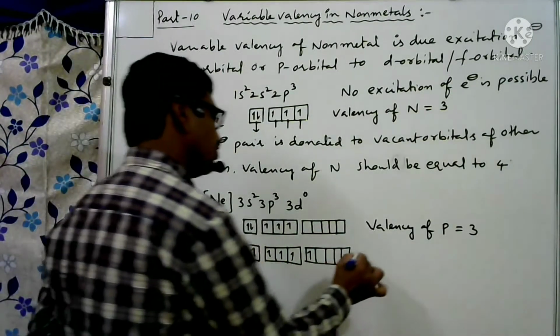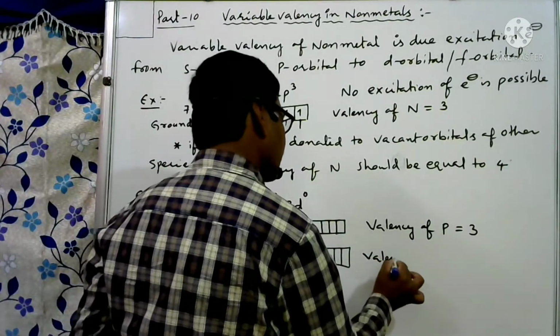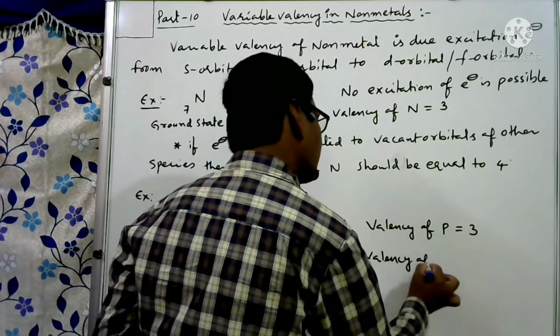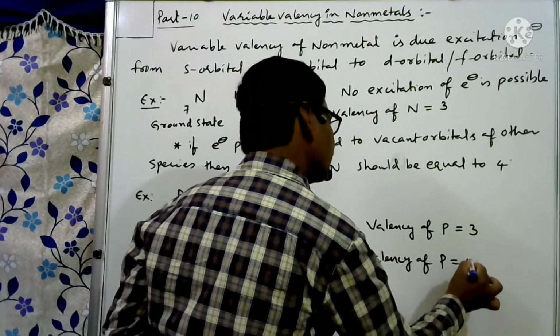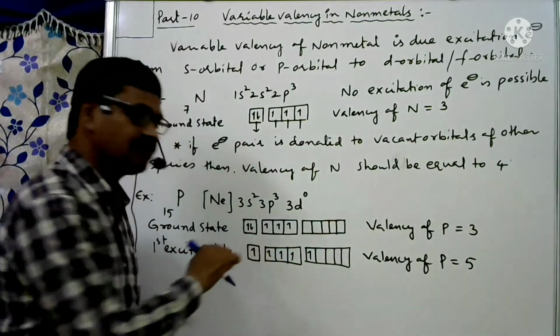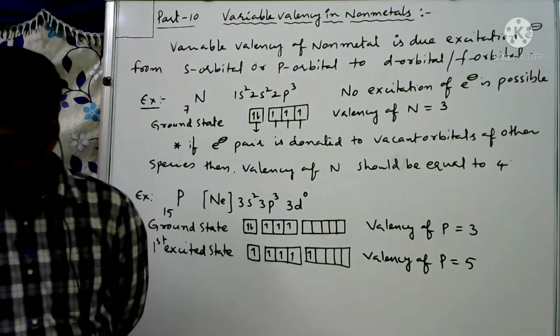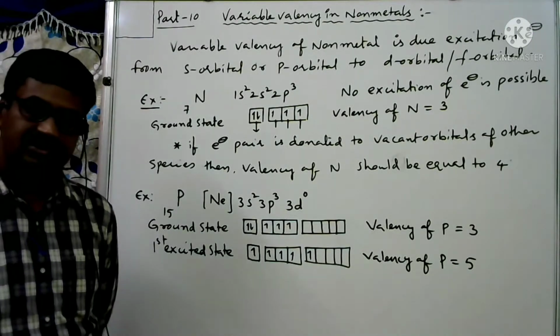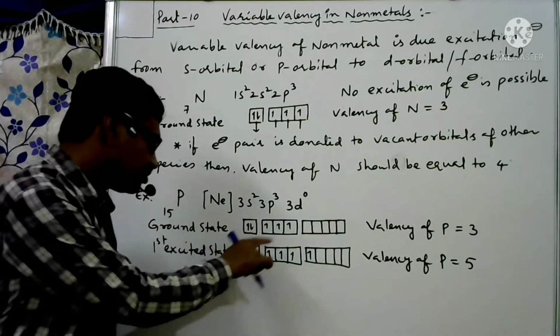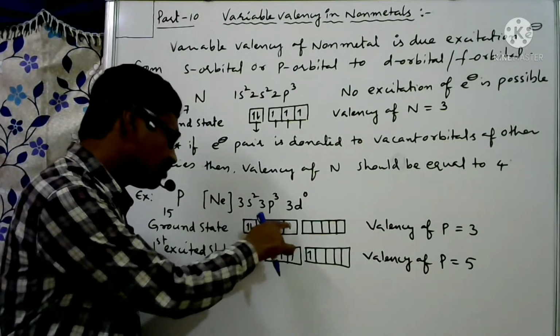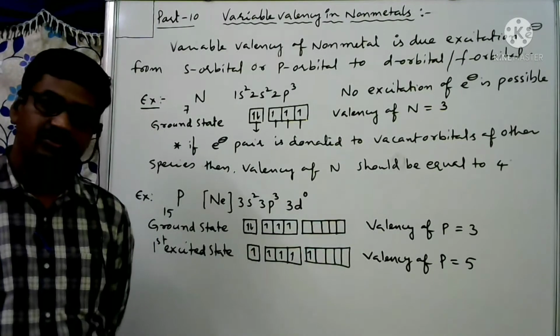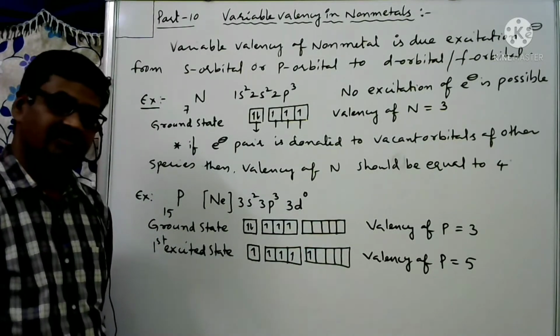So here, what is the valency? Here, valency of phosphorus is 5. 5 unpaired electrons are present, so we can say here valency of phosphorus is 5 due to presence of 5 unpaired electrons. Here due to presence of 3 unpaired electrons, valency in ground state is 3 for phosphorus.